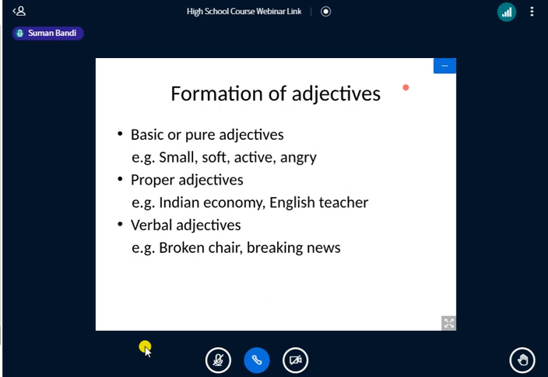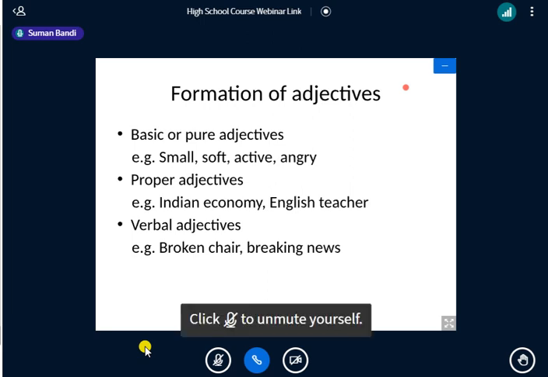Next, verbal adjectives. Just like proper nouns, sometimes we frame adjectives out of verbs also. So originally these adjectives did not exist. We users have created these adjectives out of our convenience. Over time, for our convenience, we have created these words. Just like broken chair. So broken is the past participle form of break, isn't it?